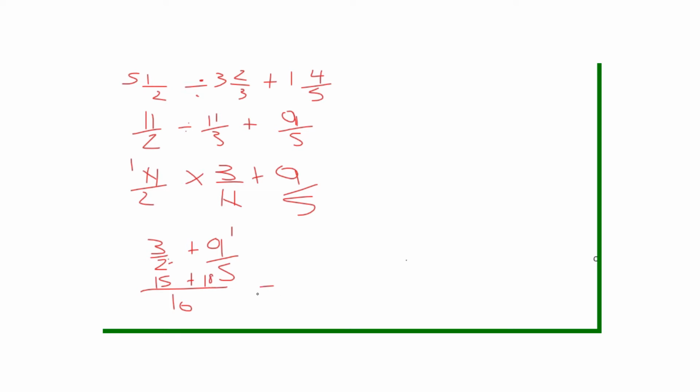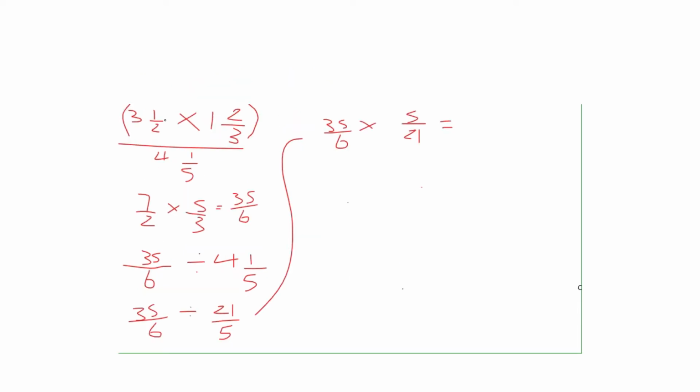That's equal, so we're going to add them. I'm going to get 33 over 10, and that can be broken down to 3 and 3 over 10. So that's it for that question.